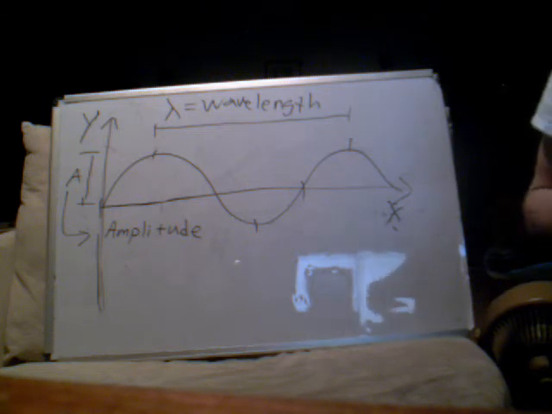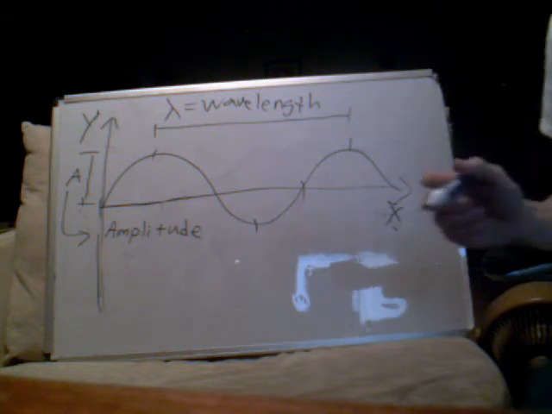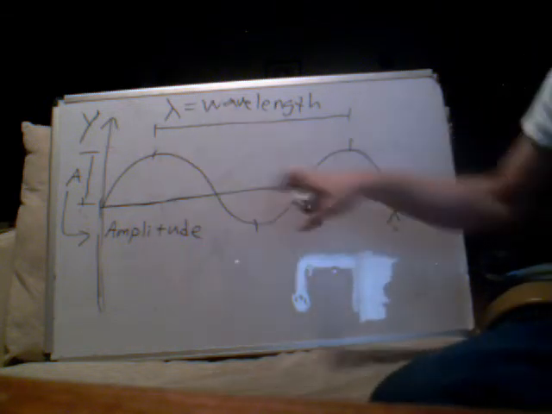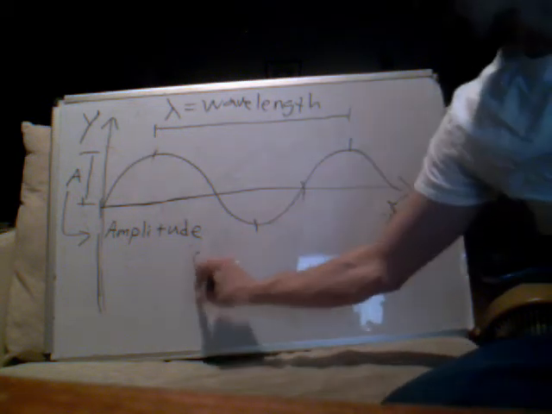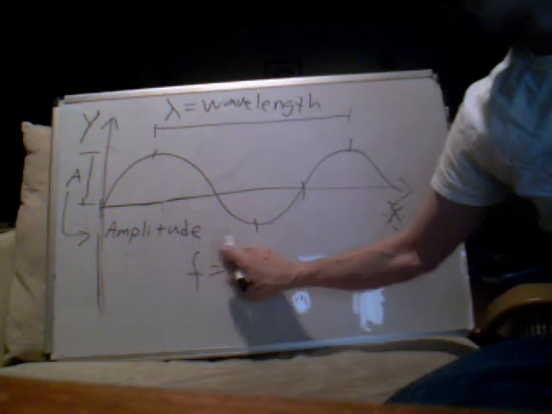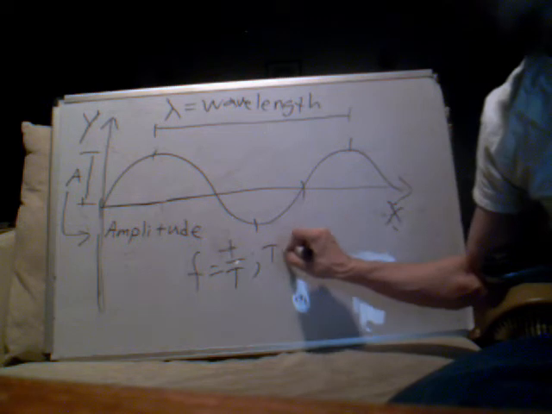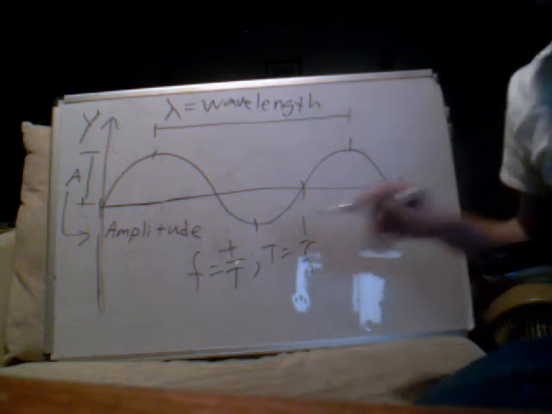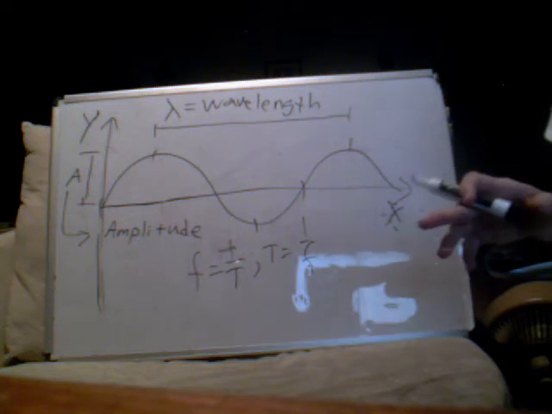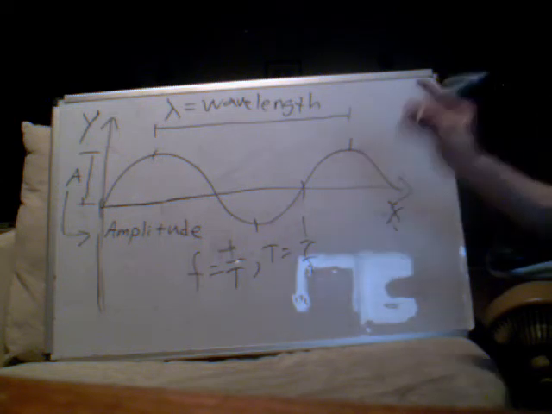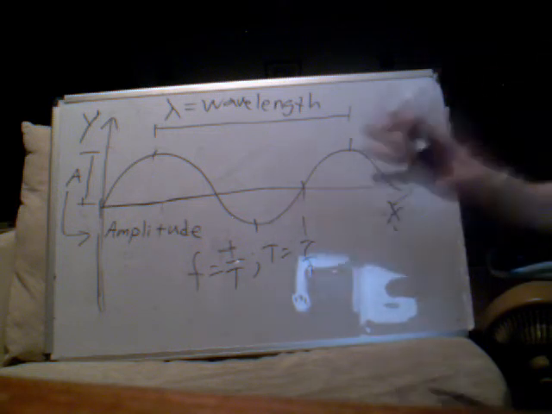Now, the frequency then is this other really funny thing, and that's related to the period or the time that it takes for a wave to cycle. We say that the frequency is the inverse, or 1 over the period, or the period is 1 over the frequency. I know that's kind of a funny thing to think, right? But I'll give us an example in just a second so that it'll make better sense.